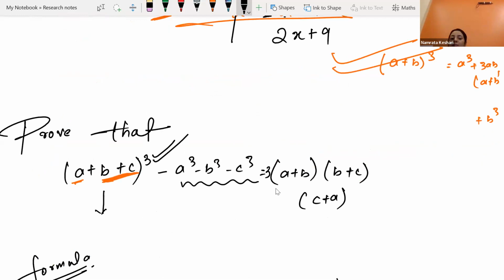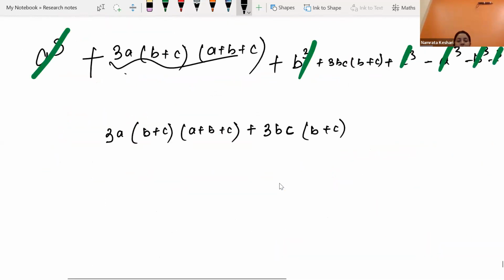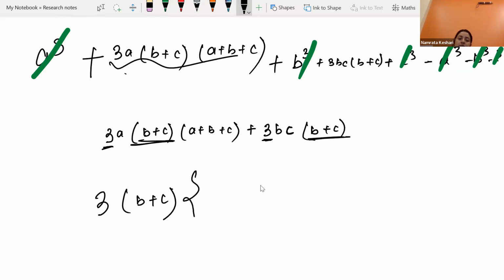So this is 3a plus b, b plus c, c plus a. Let's check whether we can prove it from here without even expanding. Otherwise, the last option is to use the distributive property and do the expansion. Now, here I can see b plus c, here also b plus c, here I can see 3, here also 3. So let's take 3 and b plus c common, and see what we are left with. We are left with a over here, and a plus b plus c over here.